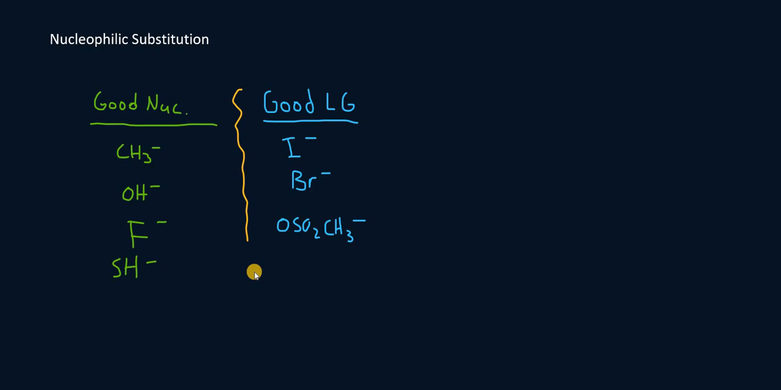A strong nucleophile will replace a weak leaving group. The other way around, there'll be no reaction. A weak nucleophile isn't going to replace a strong leaving group. So that's the basics of nucleophilic substitution that you'll need for Gen Chem.